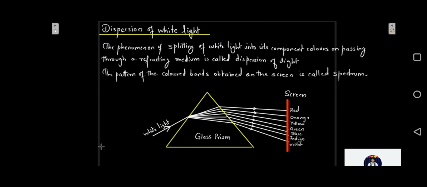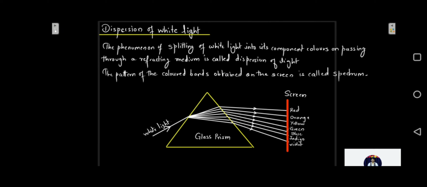Now let us see what is dispersion of white light. When a narrow beam of sunlight is made incident on a glass prism, the emergent light, when made to fall on a screen, would show several color bands. Broadly, the component colors of this band are in the sequence violet, indigo, blue, green, yellow, orange and red, which is given by the acronym VIBGYOR.